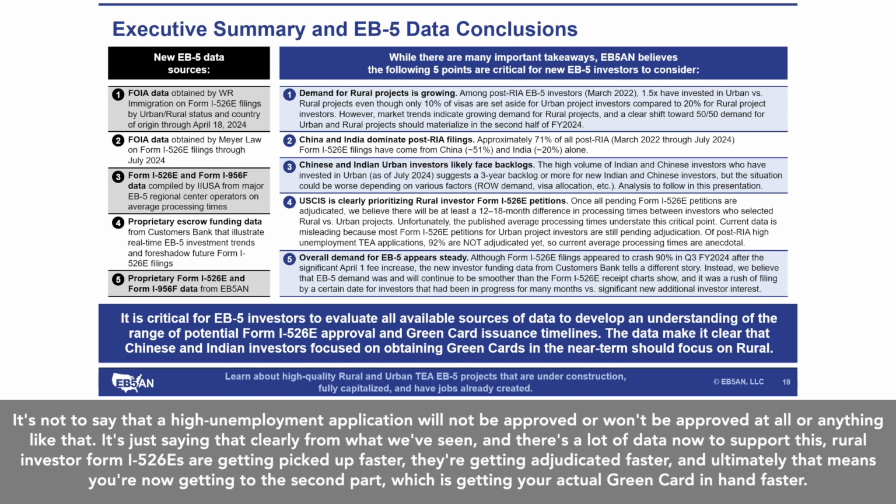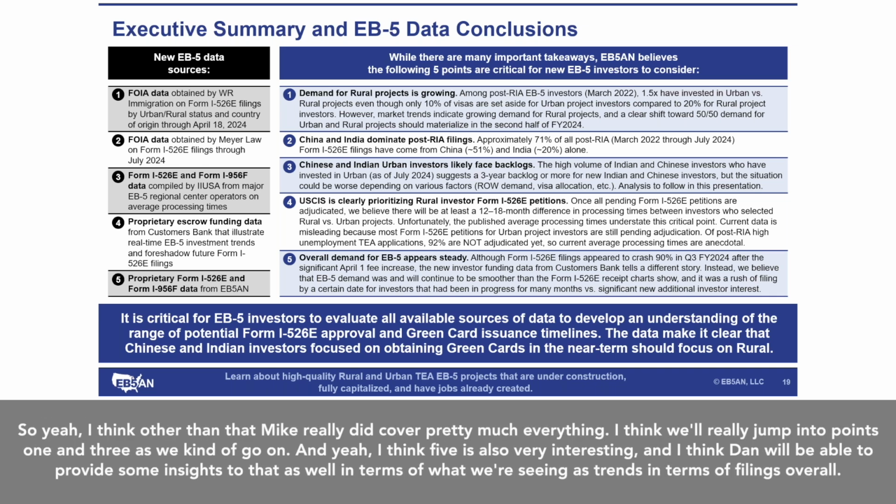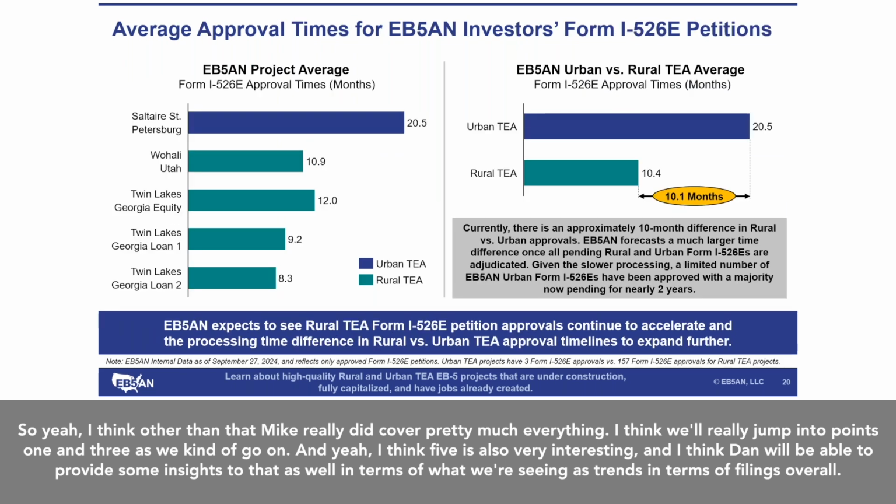It's not to say that a high unemployment application will not be approved or won't be approved at all or anything like that. It's just saying that clearly from what we've seen, and there's a lot of data now to support this, rural investor Form I-526Es are getting picked up faster, they're getting adjudicated faster, and ultimately that means you're now getting to the second part, which is getting your actual green card in hand faster. So yeah, other than that, Mike really did cover pretty much everything. I think we'll really jump into points 1 and 3 as we go on. And I think 5 is also very interesting, and I think Dan will be able to provide some insights to that as well in terms of what we're seeing as trends in terms of filings overall.